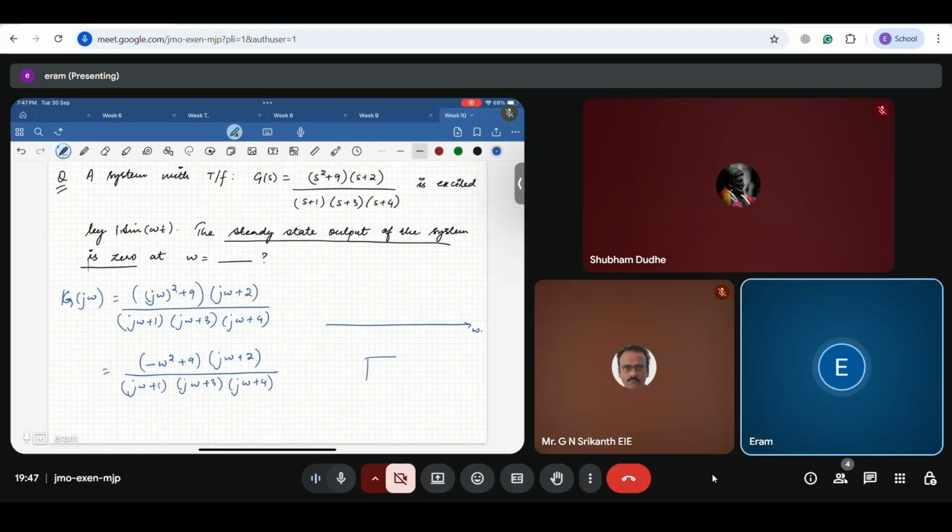Okay, so if you have an LTI system, and you are providing an input A sine omega t, what is the response of the system?